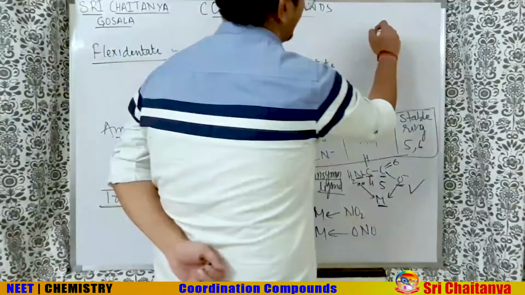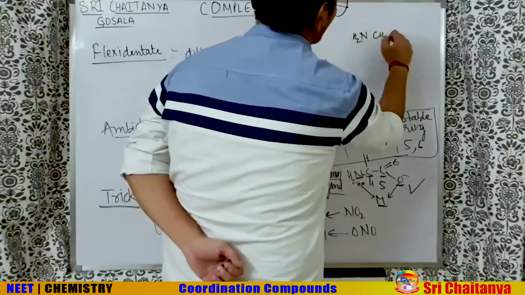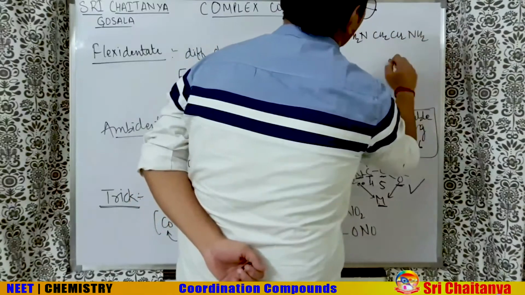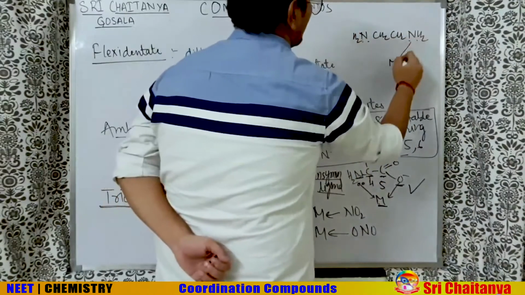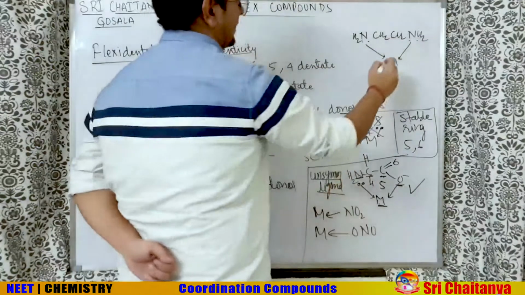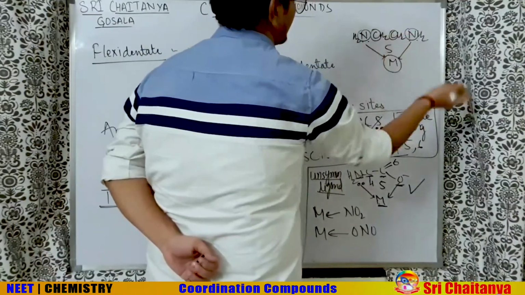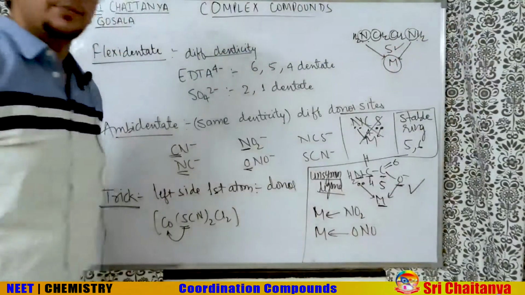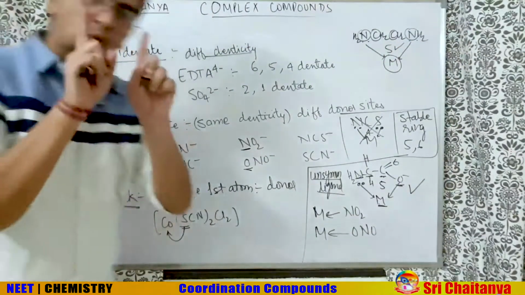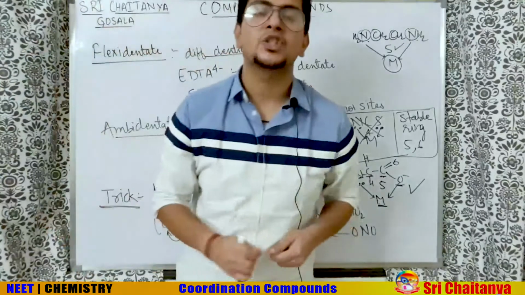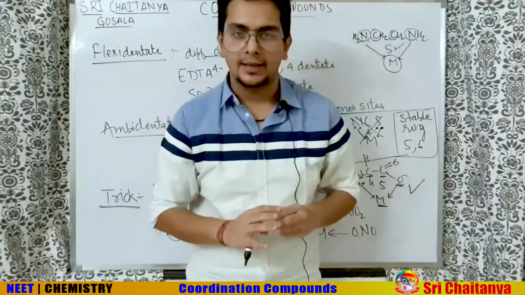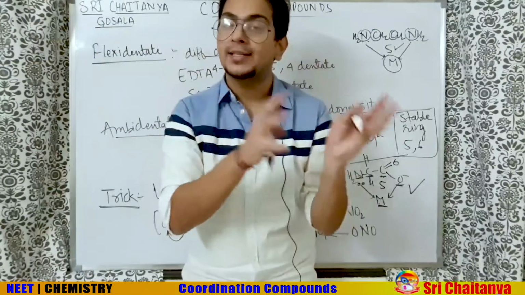Similarly, if I take NH2, CH2, CH2, NH2 with the central atom M, and they both are donating the lone pair simultaneously, then also 1, 2, 3, 4, 5 members are there in the ring. So this is also allowed. So what we understand is, if there are two different donor atoms, there is a chance of it being a didentate ligand. But how to know if it is a didentate ligand or not?